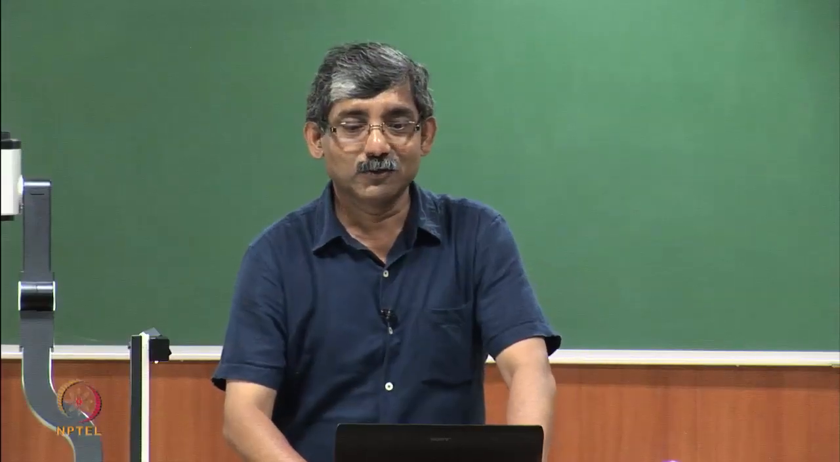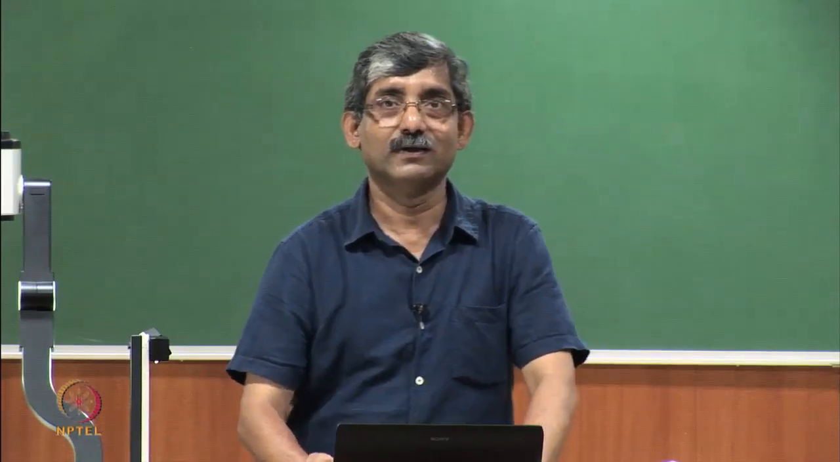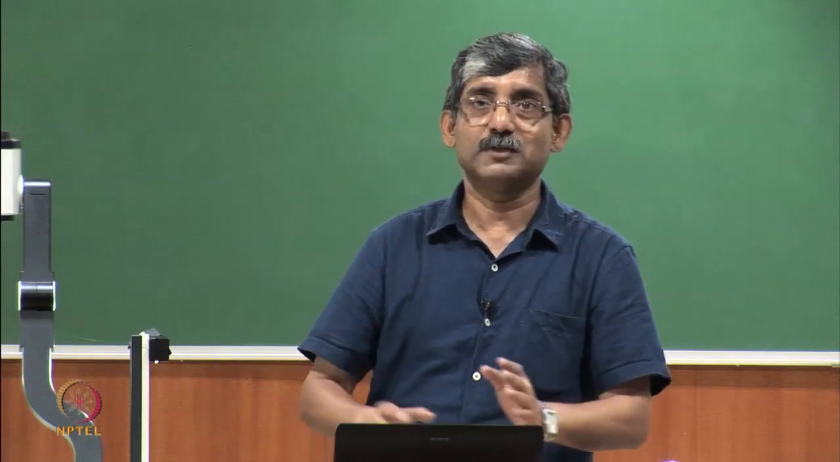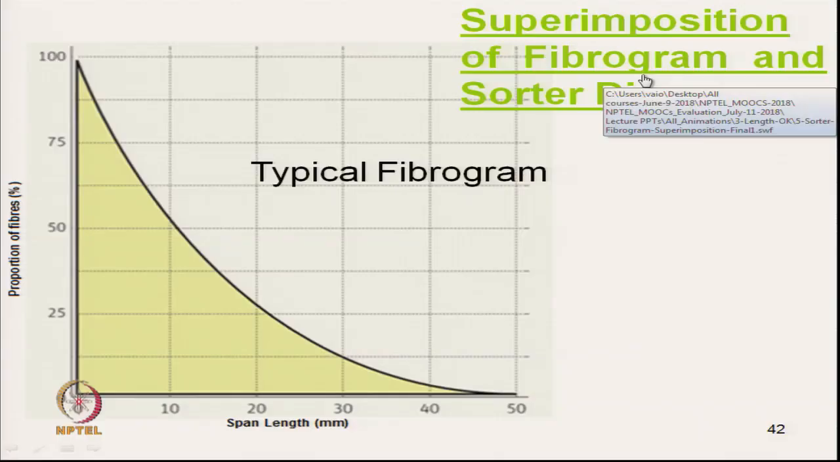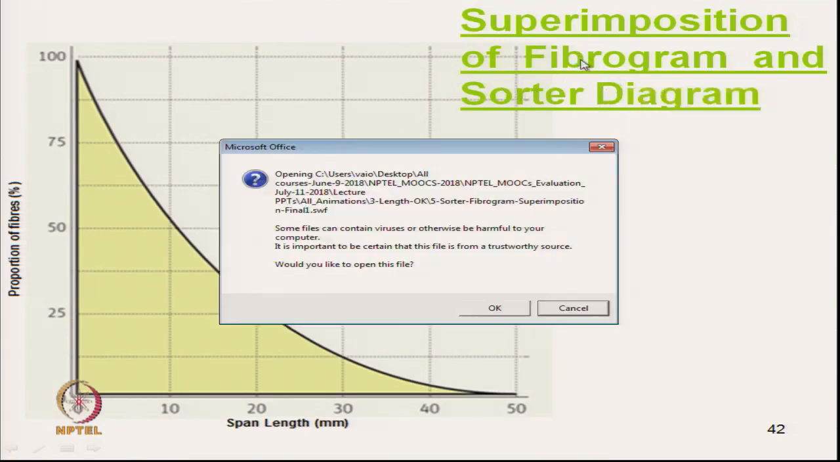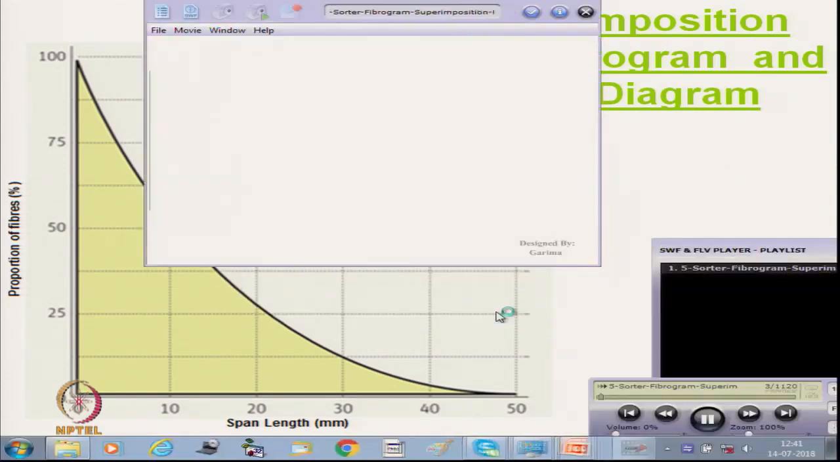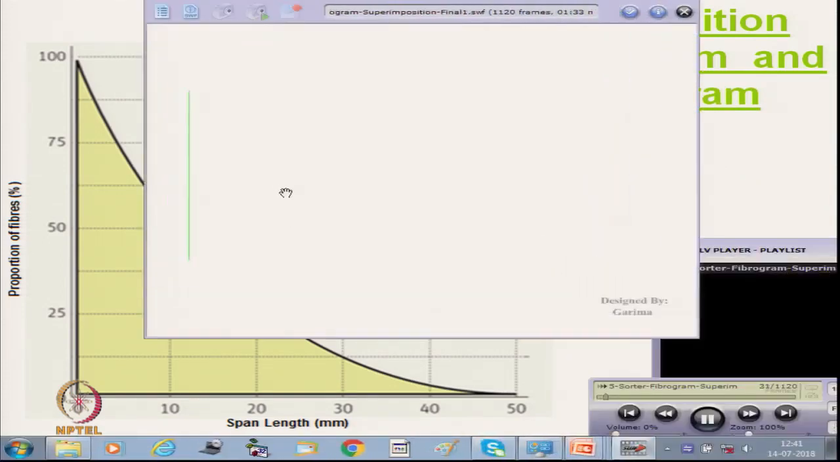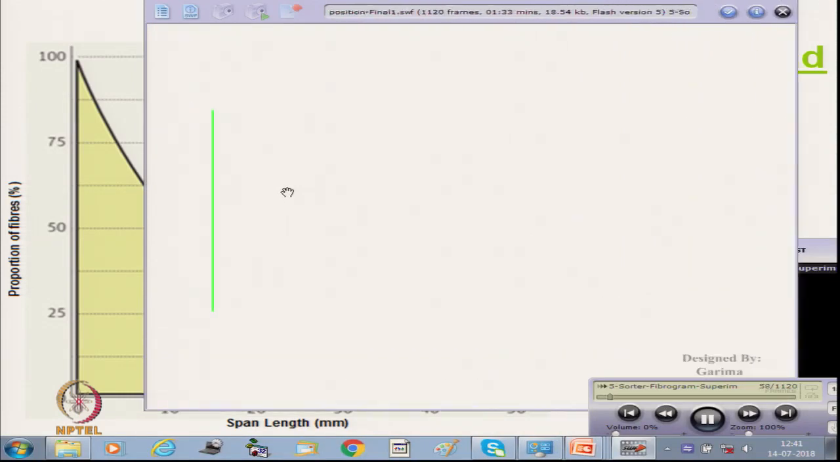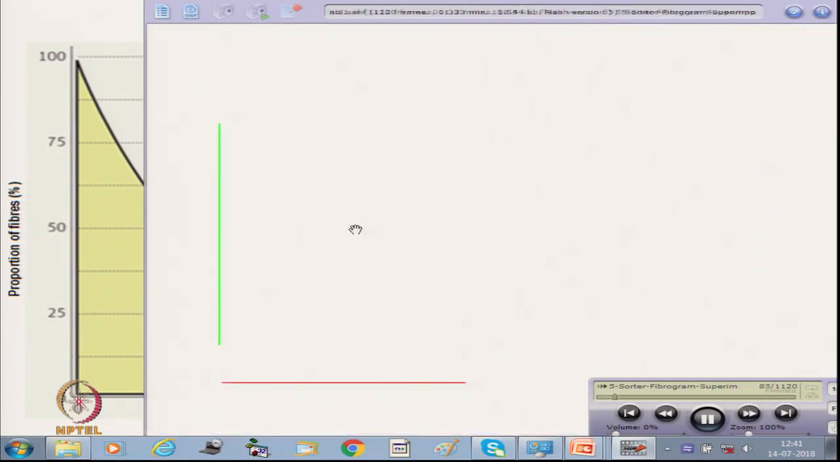Hello everyone. So, we will continue with the fiber length measurement techniques. We have seen the difference between the shorter diagram and fibrogram of, say, polyester staple fiber of equal length, and also we have seen the superimposition of the fibrogram of cotton, the fibrogram and the shorter diagram. Let us see once again.